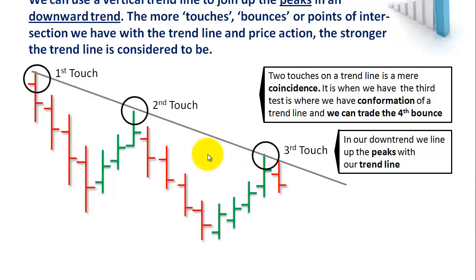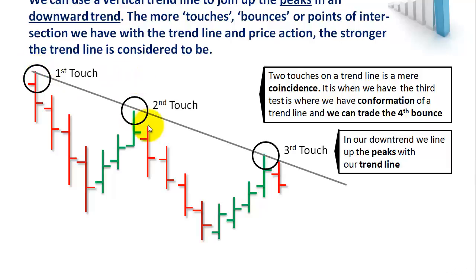be a relatively high probability in it going down, but ultimately we would want the fourth bounce to trade off if we wanted to be very safe. The more touches a trend line has, the stronger it is, especially when it's correlated with cyclicity, i.e. we've got lower highs and lower lows, which is the important point.